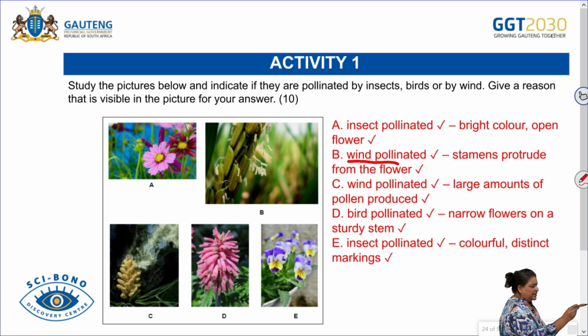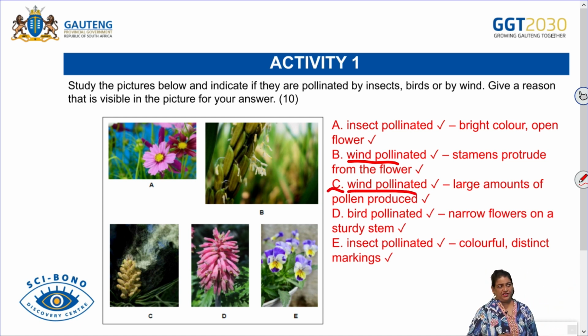Let's look at C. Then you know this is the pollen, this is a male cone. You can see the pollen grain. So this one is wind pollinated. C, wind pollinated. Large amounts of pollen is produced. So what's visible here is not that the flowers are hanging out. It's also adaptation to wind. But what's specific about this one? Large amounts of pollen can be seen, so it's wind pollinated.